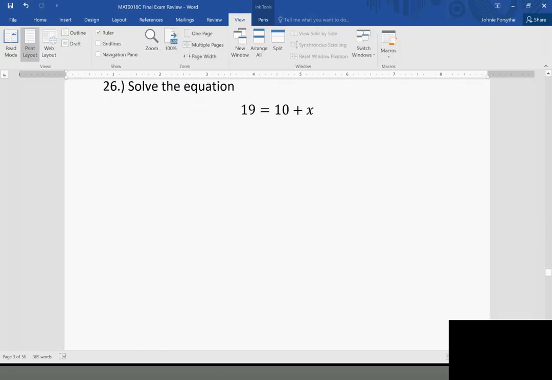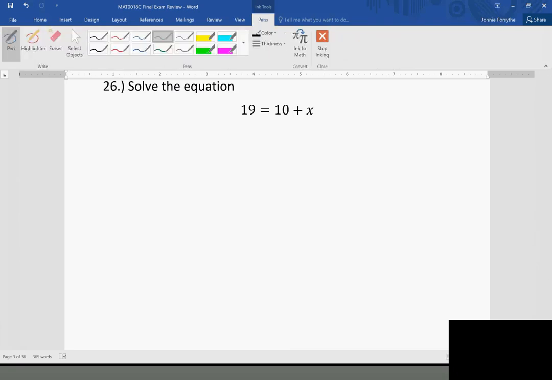26. Solve the equation. So 19 equals 10 plus x. So when you're solving an equation, the goal is to get the variable by itself on one side of the equal sign. So here's my equal sign here. So on the left-hand side of this equal sign, I have 19. On the right side, I have 10 plus x.